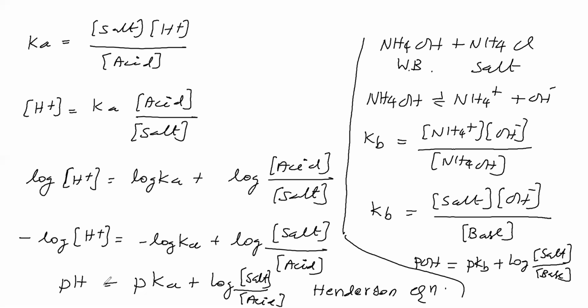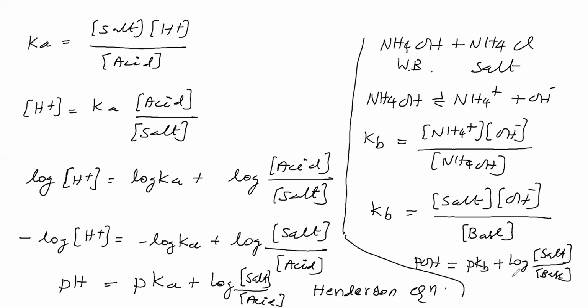For acidic buffer, pH is equal to pKa plus log salt by acid. So acidic buffer means pH, here acid. Basic buffer means pOH, here base. Okay, it is called the Henderson equation. So using this equation, we can find the pH of a buffer solution.